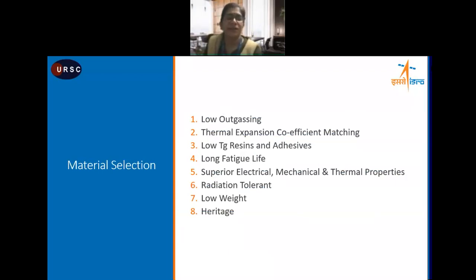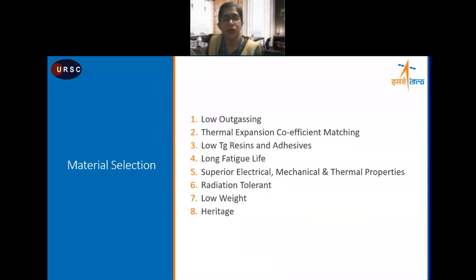So, once we have this much of hostile environment, we need to design the solar array and we attack it by selecting good material, good processes, and good test and qualification regimes. So first I'll talk about the material selection.